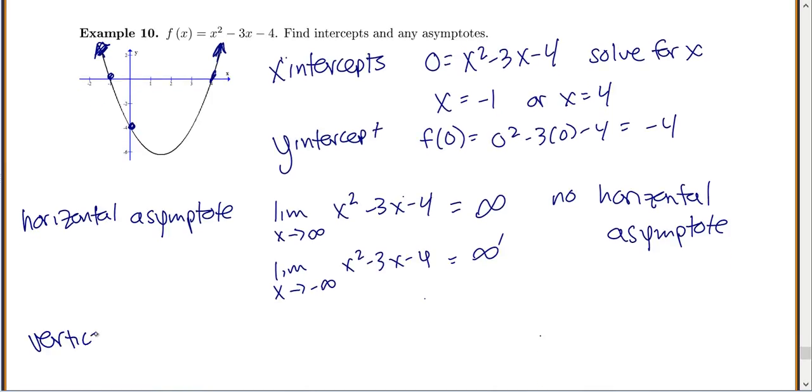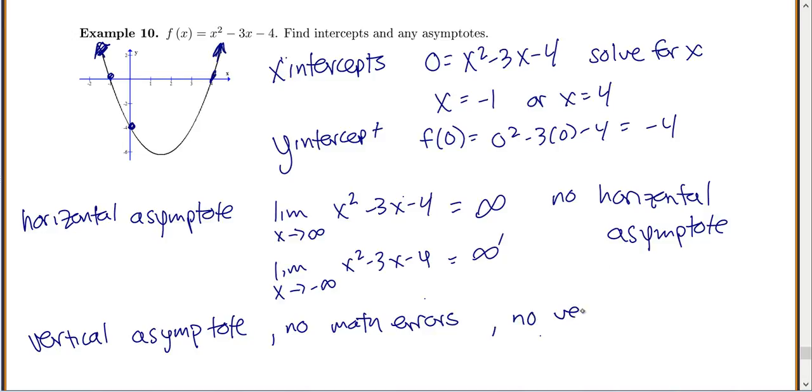And now for vertical asymptotes, you shouldn't see anything on the graph, right? So I suspect there isn't anything. But vertical asymptotes are where you have a mathematical error. If you just have x squared minus 2x minus 4, there's nowhere you're going to get a mathematical error. So no math errors, so no vertical asymptotes.